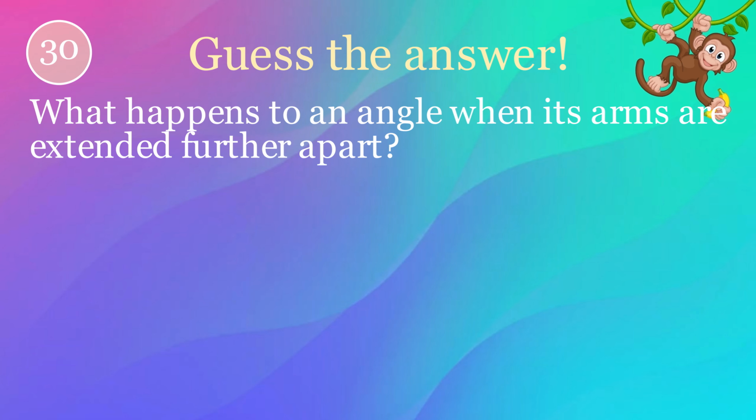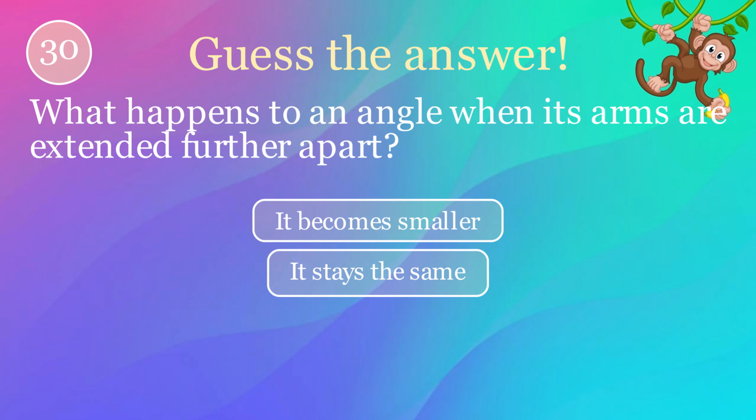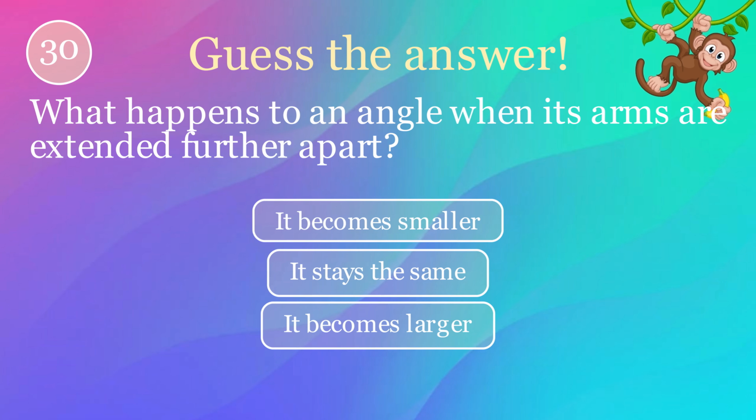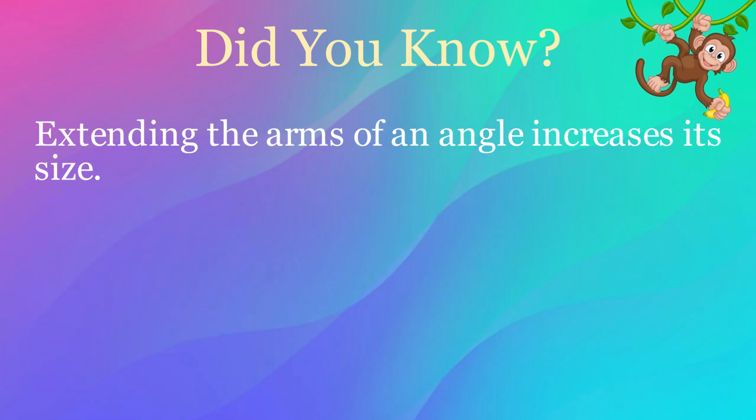What happens to an angle when its arms are extended further apart? It becomes smaller. It stays the same. It becomes larger. The correct answer is, it becomes larger. Here's an interesting fact: extending the arms of an angle increases its size.